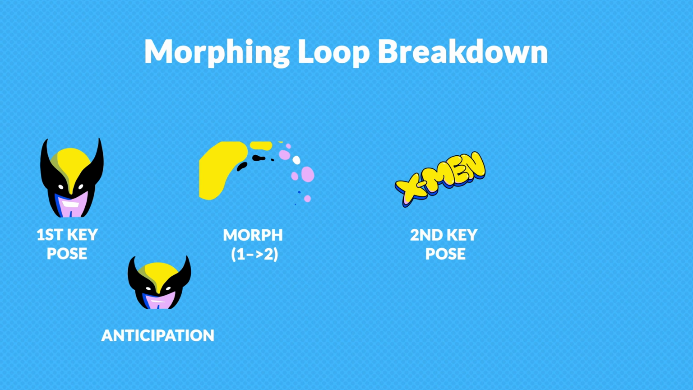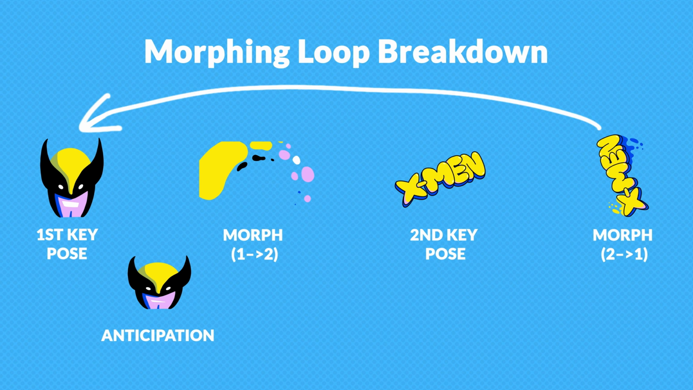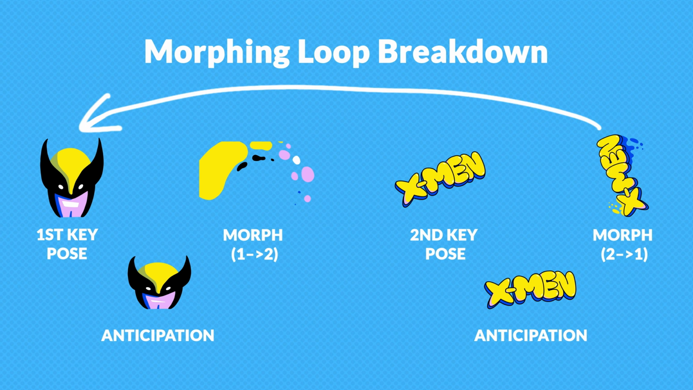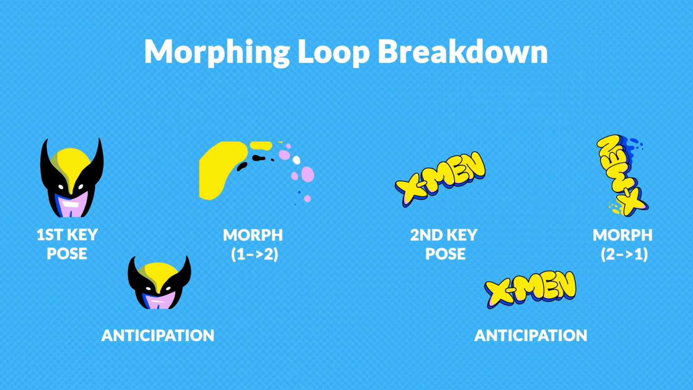This step is important as it'll help make it a more realistic movement instead of the Wolverine directly morphing into the text. And then in order to create a full loop, I will have to morph the text back into the Wolverine head. So I'll add another anticipation step by having the text rotate clockwise a little before quickly rotating counterclockwise as it morphs back into the first key pose. Now that I have my basic structure down, I will walk you through the steps of my animation process.